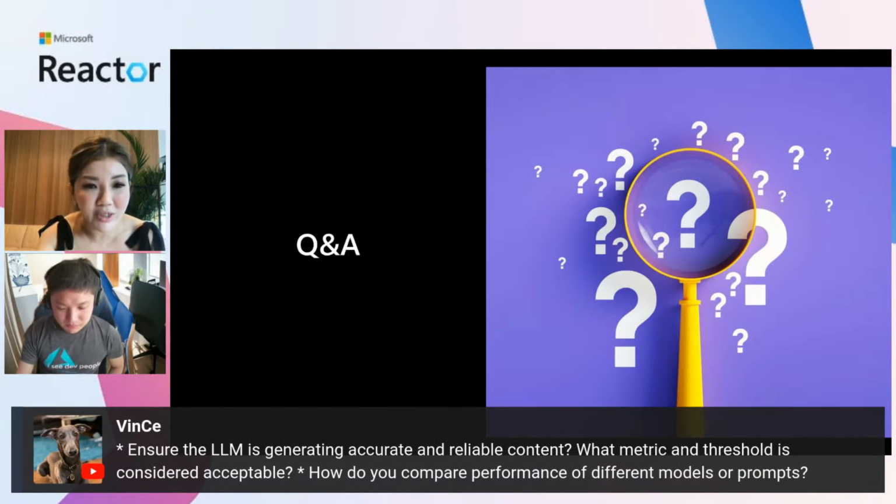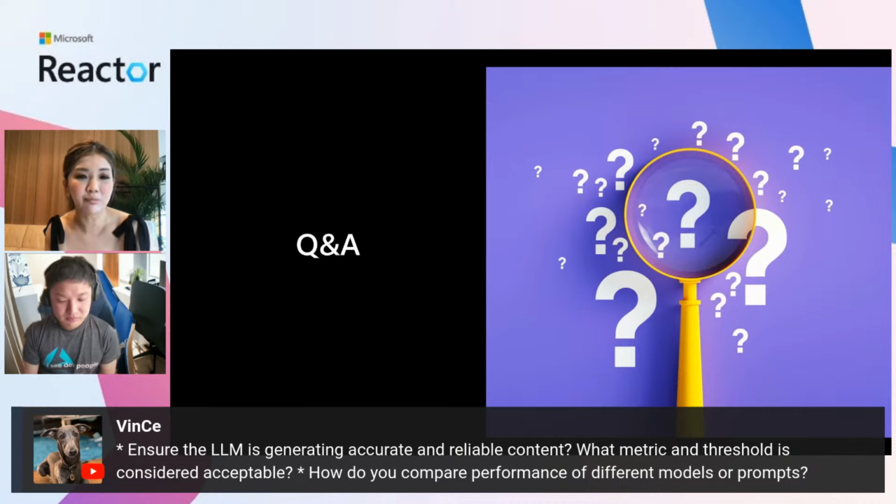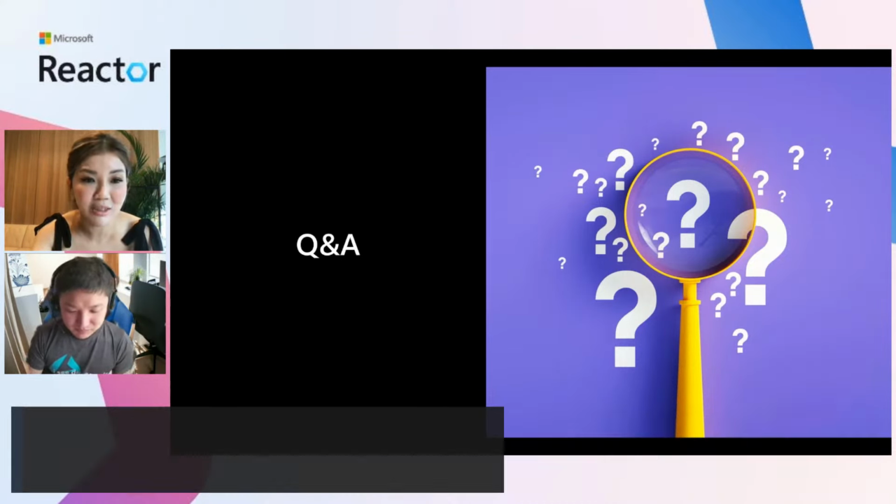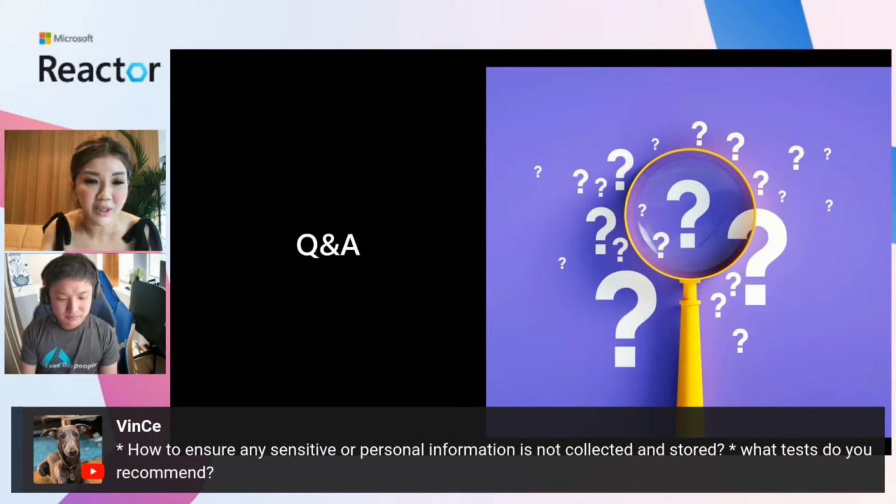Number one, ensure that the LLM is generating accurate and reliable content. So what metric and threshold is considered acceptable, and how do you compare performance of different models and prompts? Okay, he has one more, so I'm just going to pull it out first. Then another question would be how to ensure any sensitive or personal information is not collected and stored. So what test do you recommend?